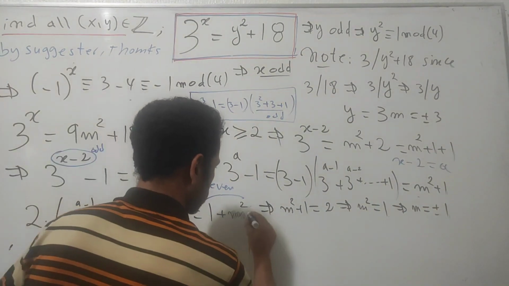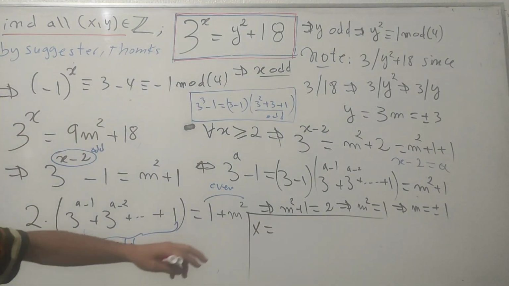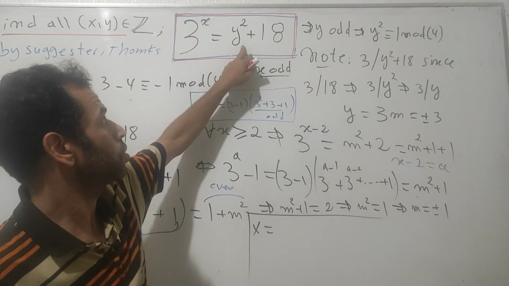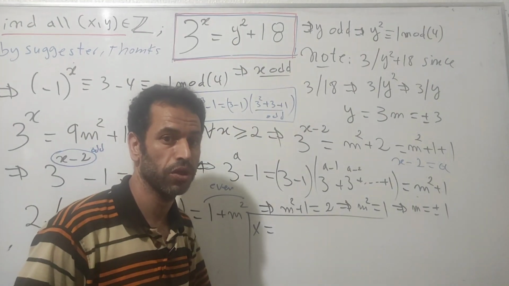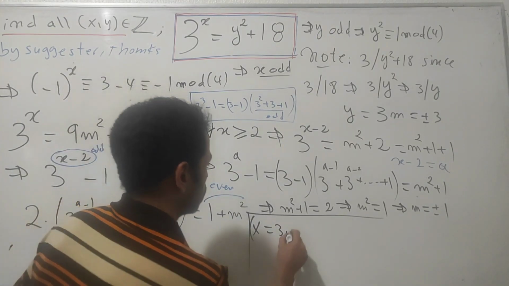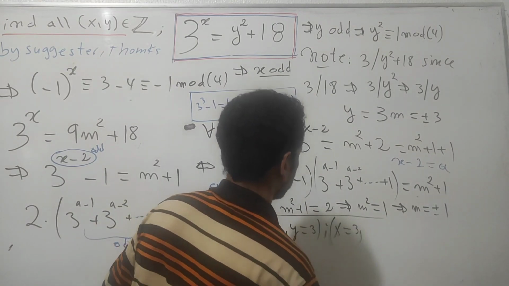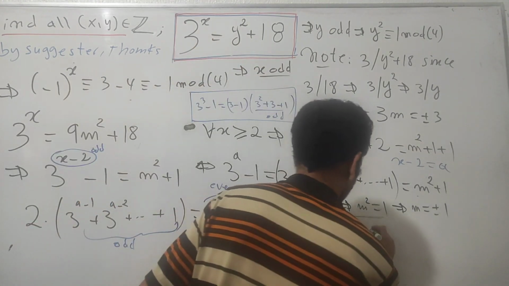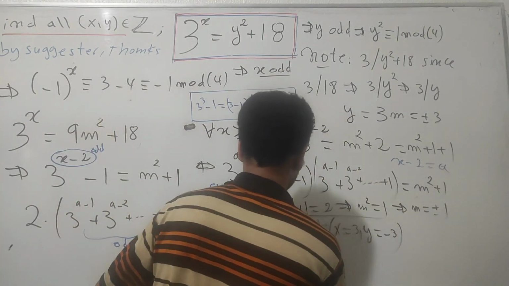Now let's find the solutions. So the first solution, let's find x. Replacing this value of y here, we get 3 squared, which is 9, 9 plus 18, which is 27. 27 is the same as 3 cubed, which means x equals 3. So x equals 3 with y equals 3. We have the second solution, x equals 3, y equals minus 3, because you will have the same thing here. Which means we have two solutions for this equation.